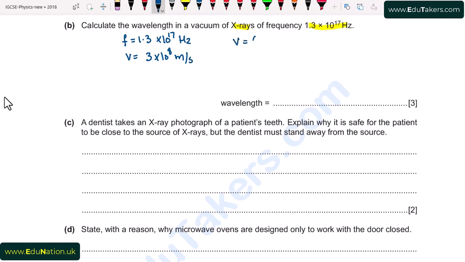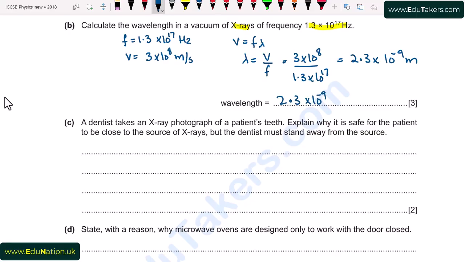Using the relation v is equal to f lambda, here we have to find out the value of lambda. It will be equal to v over f. So v will be 3 into 10 to the power 8 divided by 1.3 into 10 to the power 17. So the value of wavelength comes to be 2.3 into 10 to the power minus 9 meter. So I write here wavelength is equal to 2.3 into 10 to the power minus 9 meters.